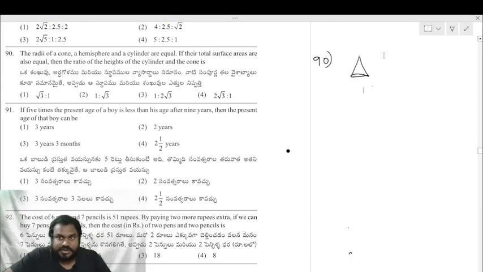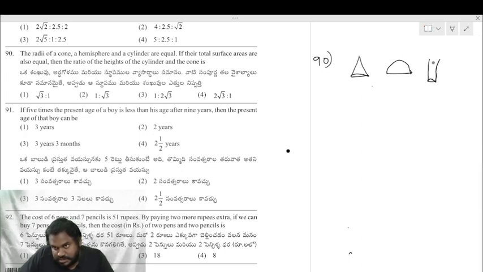So R is same for three of them. And hemisphere will be like this. And cylinder will be like this. Now, so R, R, R. So R of cone, R of hemisphere, and R of cylinder are equal, and I'll take it as small r.